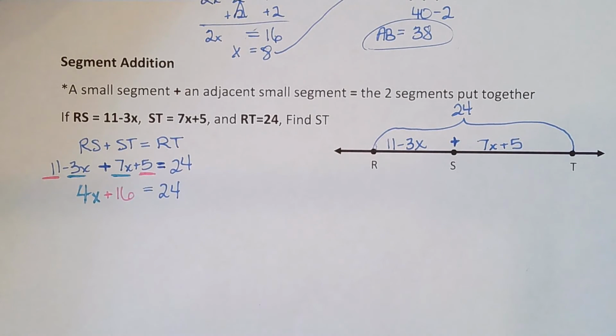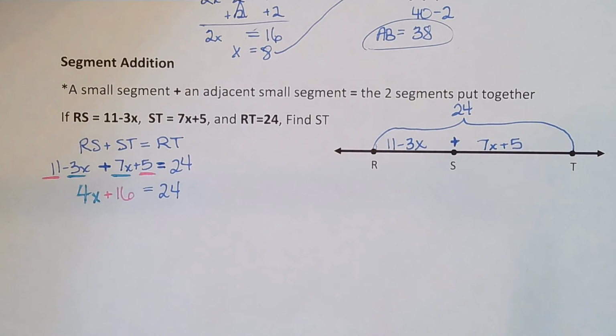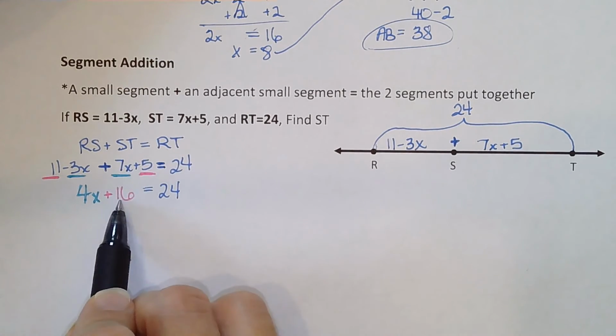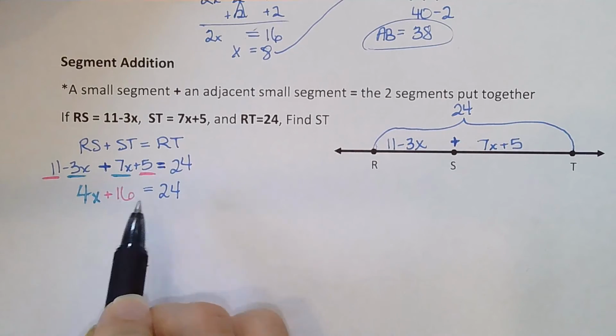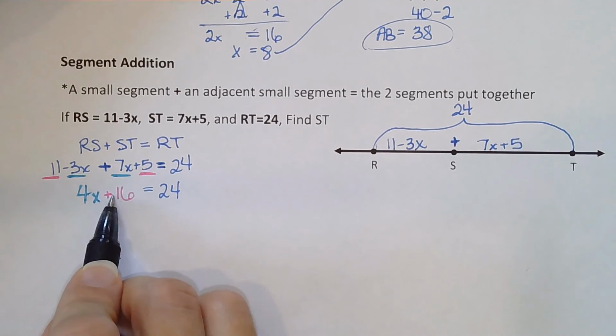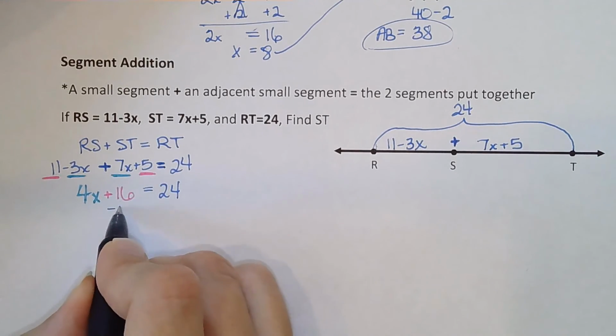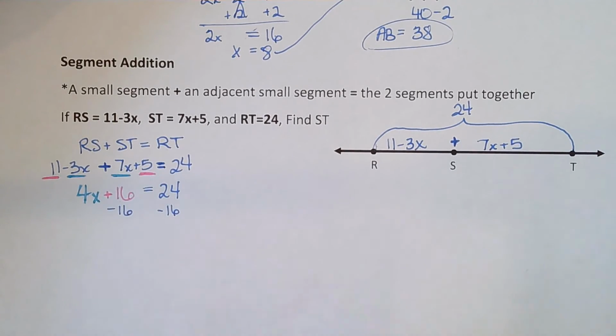I have to get my x term, which is the 4x here, on that side by itself. That means that I need to move 16 to the other side. So now is the point where I'm going to start to move things. In order to move the 16 to the other side, because remember 16 doesn't have an x, I'm going to do the opposite of what this says right here. This is plus 16, so I'm going to do minus 16. I'm going to subtract 16 from both sides.